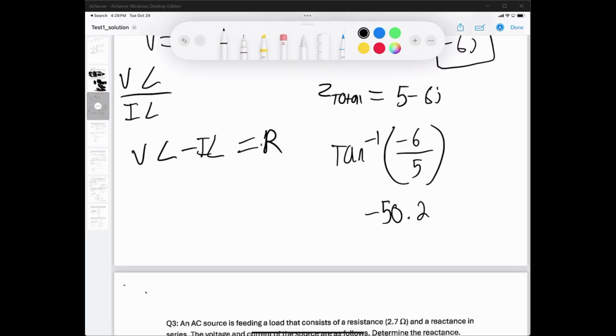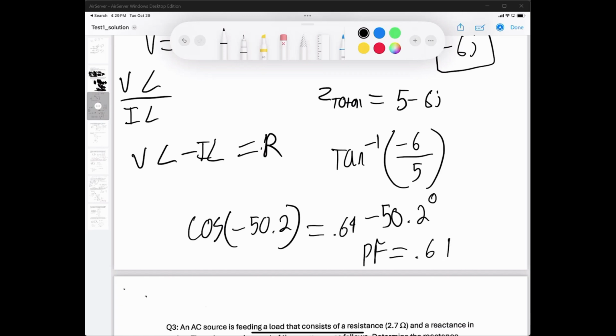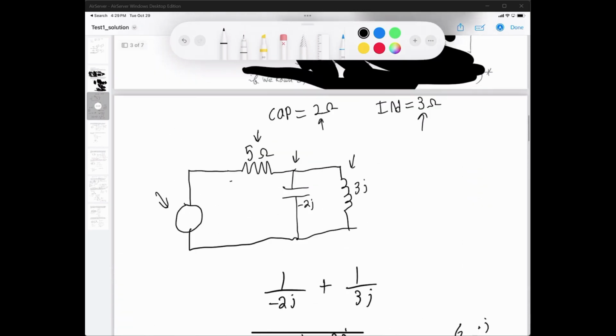And we're going to get this value, negative 50.2 is going to be the angle. So we're going to plug that in the cosine. Cosine of negative 50.2, make sure your calculator is in degrees for this. And we get 0.64. Power factor is equal to 0.64. Lovely. And that's going to be the right answer.